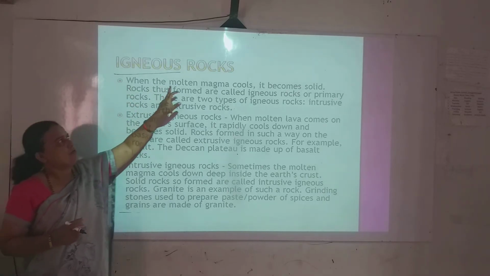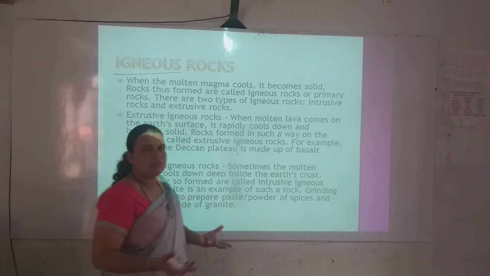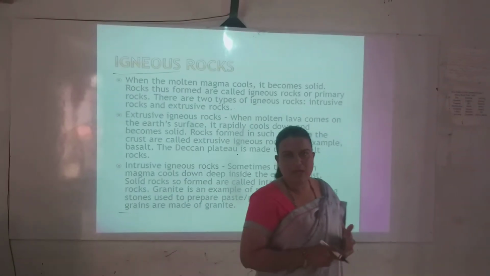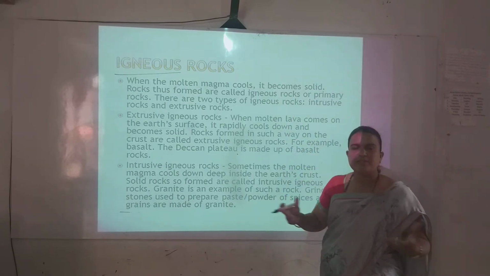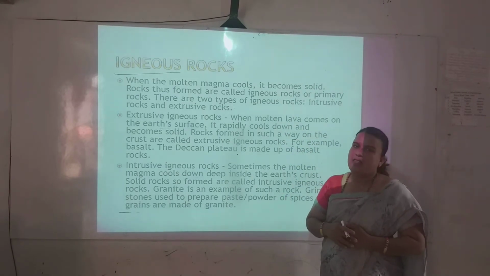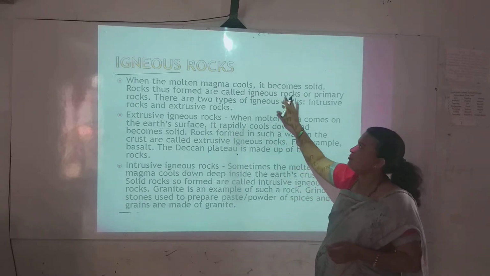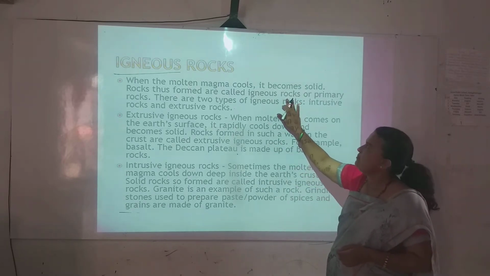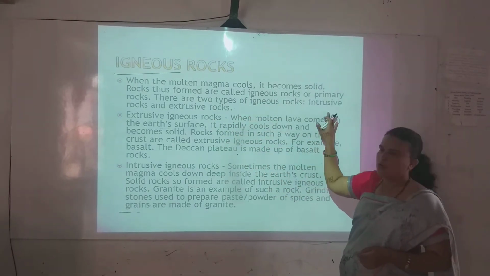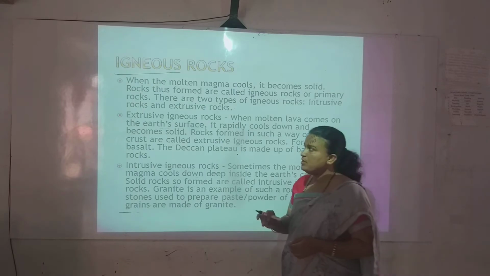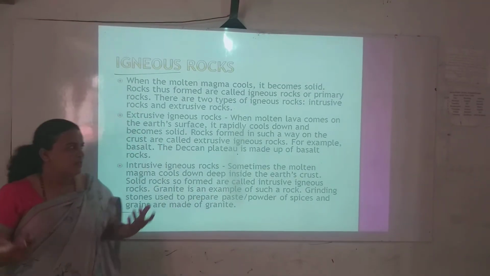When the molten magma erupts on the surface, we say lava. That molten magma, when it erupts on the surface, cools, and then rock formation takes place. Those types of rocks are called igneous rocks. There are two types of igneous rocks: intrusive igneous rocks and extrusive igneous rocks.